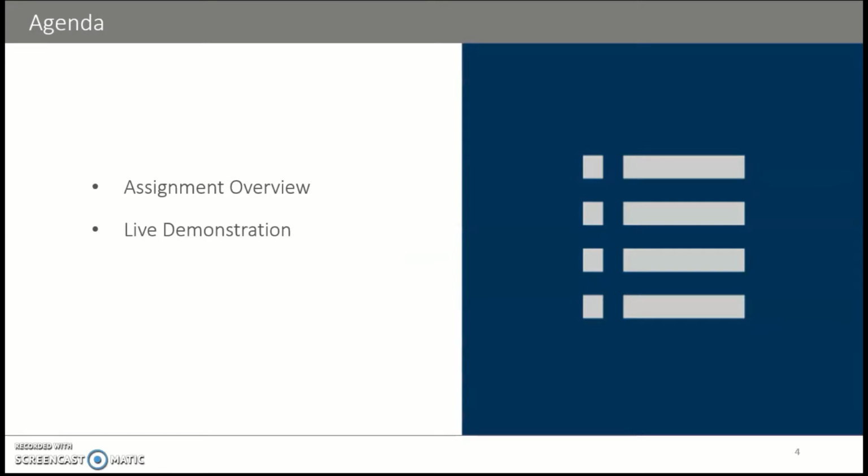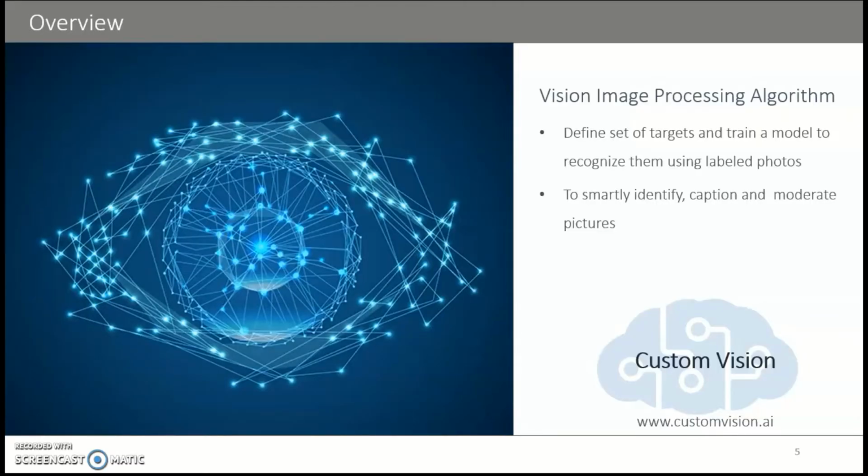The agenda today is really quite simple. I will be giving a quick overview of the assignment and then show a live demonstration. Today we will be testing an image classifier using a vision image processing algorithm. It will define a set of targets and train a model to recognize them using labeled example photos. It should smartly identify, caption, and moderate the pictures. Or so we should hope. We will soon find out. To do this, we shall be using Custom Vision, which is part of the Microsoft Azure Cognitive Services.